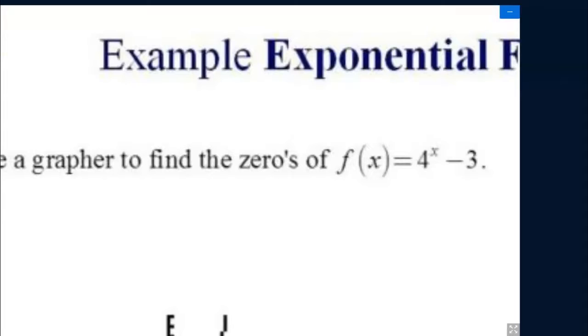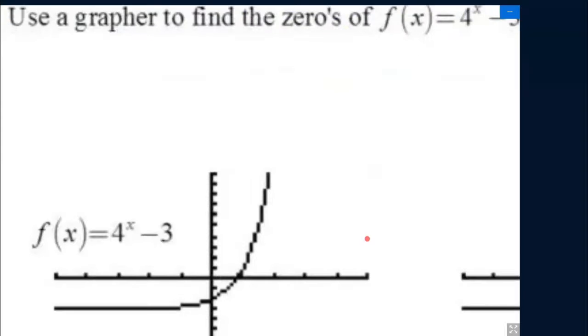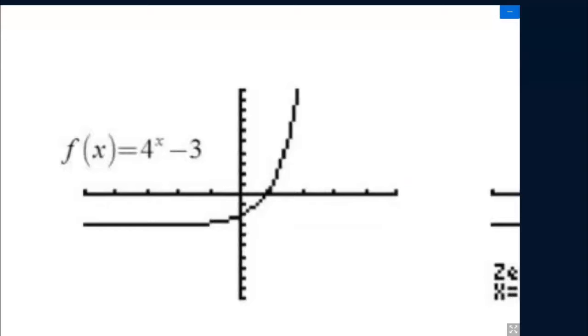When you graph this, it asks you to find the zeros. Remember, the zeros are the x-intercepts. So what we're looking for is the points at which this graph crosses the x-axis. In this case, there is an x-intercept here. On your graphing calculators, you can hit second trace. When you hit second trace, you're going to go down to option number 2, which is zero.